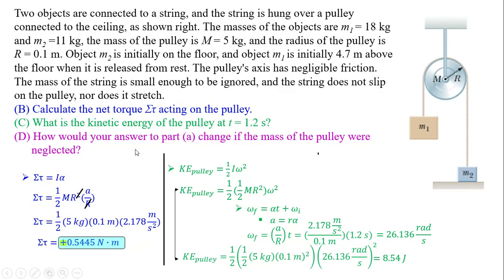Now, part D asks you, how would your answer to part A change if the mass of the pulley were neglected? Part A asks us to find the time that it takes for M1 to hit the ground. In this case, if the problem sets the mass of the pulley as negligible, there's less mass involved in the system. If there's less mass, and you have your two masses here that are constant, the acceleration will actually increase. The system will accelerate faster because there's less mass involved.